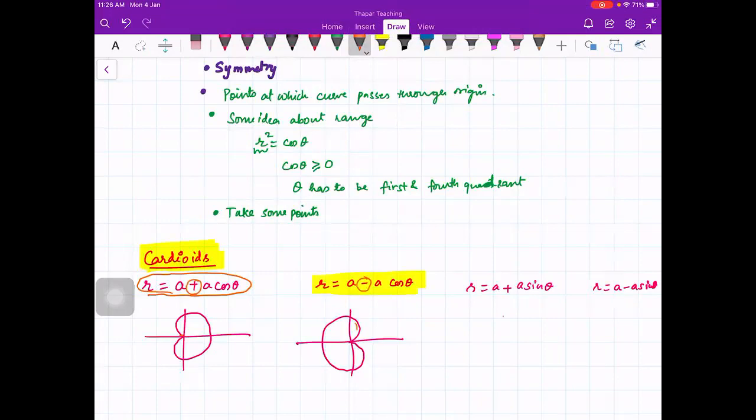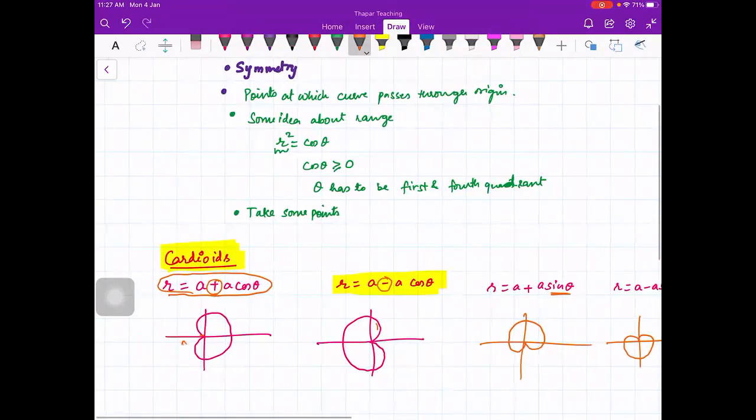And for this, if you plot, it will be something like this. Sine theta is associated with the y-axis, so if you plot, you will get something like this, and this is the negative y-axis, so something like this. And here this will be your a, and this will be your a, and this will be your 2a, and everywhere it is the same. So cardioids we have plotted, and after that I have given you that you will plot these lemniscates.